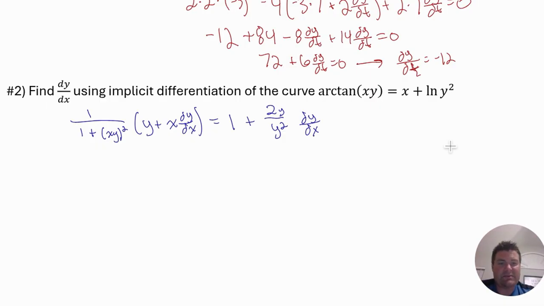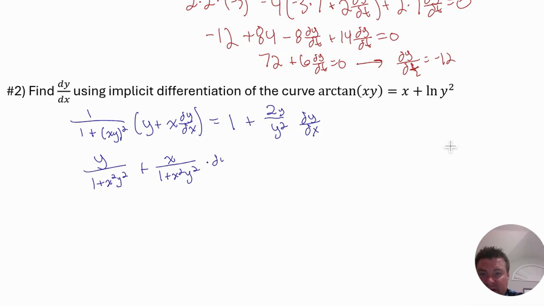You could have easily moved the 2 off the y in front of the ln. You'll get the same result anyway. A little bit of cleaning up here is going to be, I'm going to distribute on the left hand side. So I'm going to get y over 1 plus x squared y squared, plus distribute again. I'm going to get x over 1 plus x squared y squared times dy over dx equals 1 plus 2 over y times dy over dx.